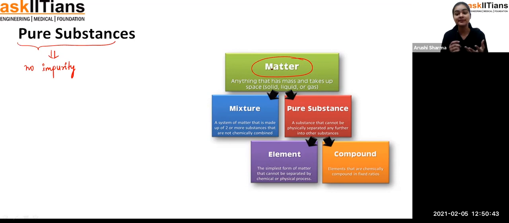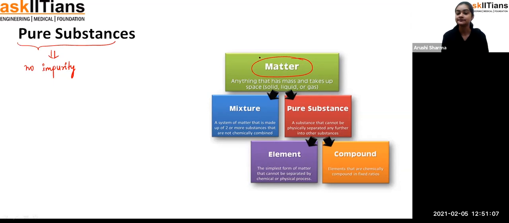Now why is it a matter? Because, student, matter is something which has some mass. Exactly, this pen has some mass. Actually, I don't know what the exact mass is, but yes, it has some mass, and if I put it somewhere, obviously it is going to occupy some space as well. So matter is something which occupies space and also has some mass, so we call them matter. And matter has three states.